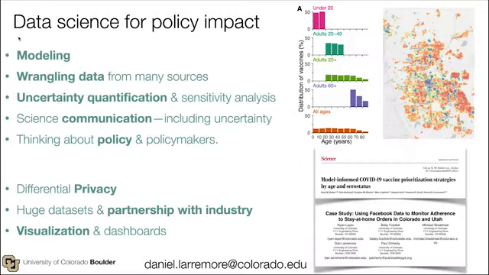So in sum, this is really all about data science for policy impact. There are two studies here, one about vaccine prioritization and the other about using some spatial modeling to understand the impact of those stay-at-home orders in 2020. But it brings up all these key points from data science, modeling data, wrangling data, uncertainty quantification, communication policy, privacy, industry, and visualizations and dashboards.